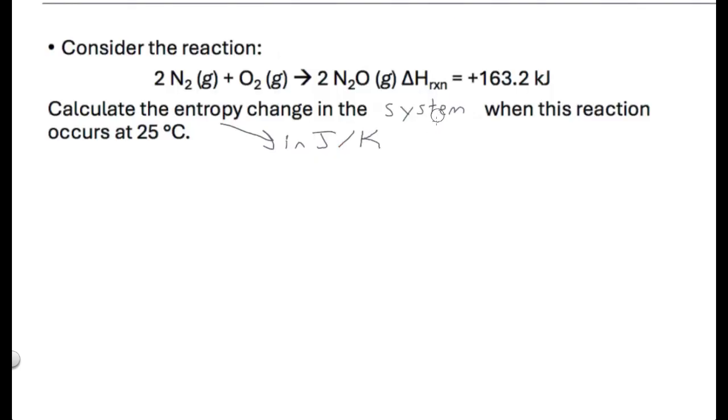Okay, let's do this version of the question. How would you attack this? So our target unit is the change of entropy, which has units J over K.